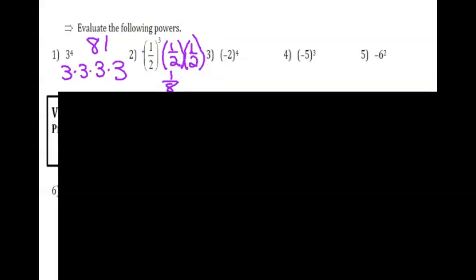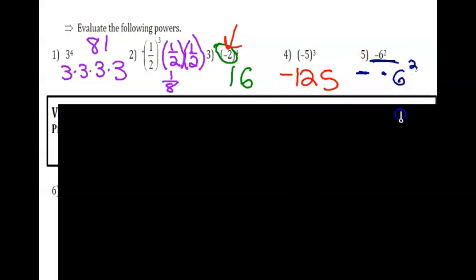For number 3, we have 16. The negative is inside the parentheses. For number 4, that would be -125. When I have 3 negatives, that makes a negative. When I have 4 negatives, that makes a positive. Now, please be careful. Number 5 is separate. This is a negative times 6 squared. 6 squared is 36, and then there's a negative in front of that. That's why number 3 with the parentheses is different than number 5.